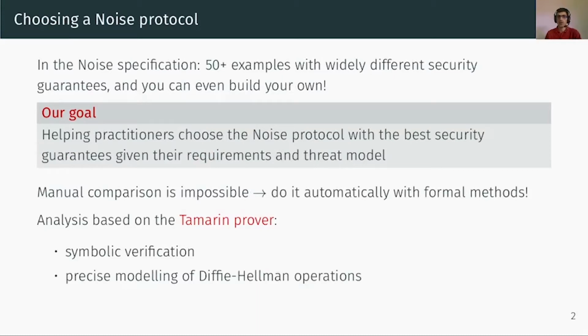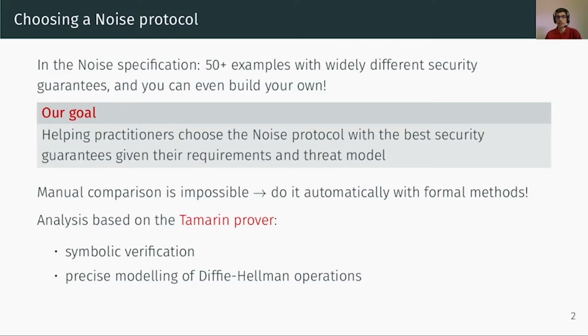So assume that you want to use Noise. You read the specification and discover more than 50 example protocols with widely different security guarantees. If you are not satisfied with them, you are even explained how to design your own. Given your own specific requirements and threat model, which one should you choose? This is the question we address.